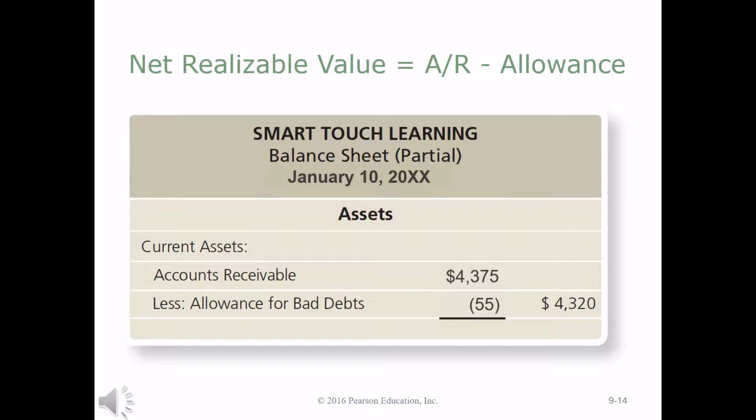This is our accounts receivable balance today, after we've written off the $25 for Clark. You'll notice that the total amount of net receivable has not changed. It's still $4,320. But we have reduced our accounts receivable amount by $25, and we've taken that from our allowance for bad debts account, which is now reduced to $55, so that the net amount has stayed the same.